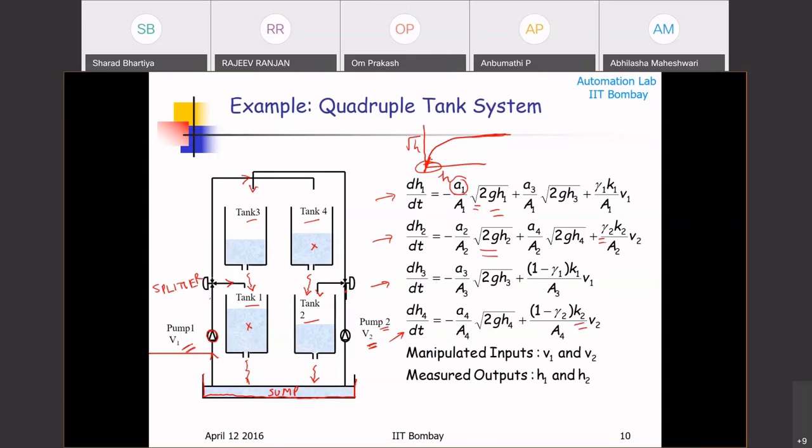System identification says that we will not do a first principles model. What we will do instead is collect data. So in this case, let us say I have a model of H1 as a function of H1 of K minus 1, H1 of K minus 2, and so on, V1 of K minus 1, and so on, V2 of K minus 1, and so on. This is a system identification or a time series to be able to find.